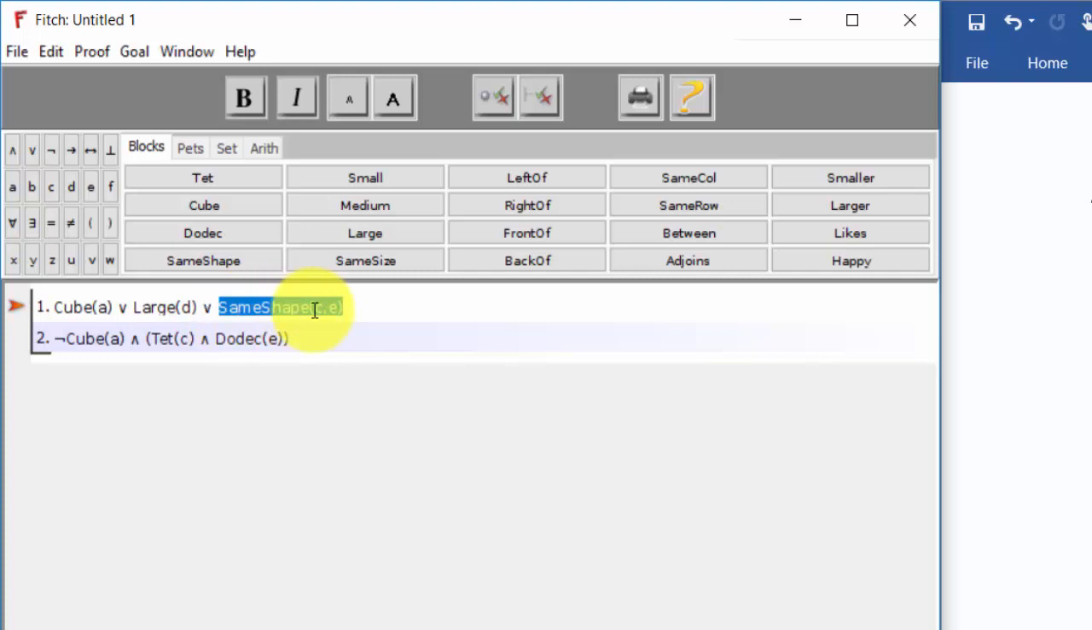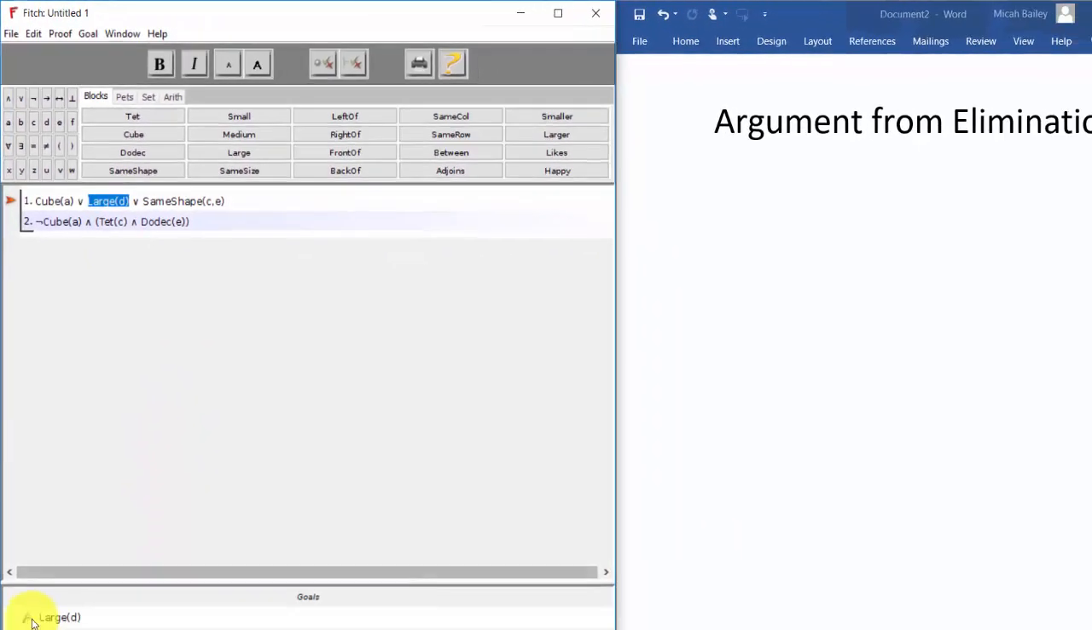It cannot be true. And since 2 of the 3 disjuncts must be false, the one that has not been falsified, given premise 1, must be true. So D is large must be true. And that is in fact what we're trying to prove.